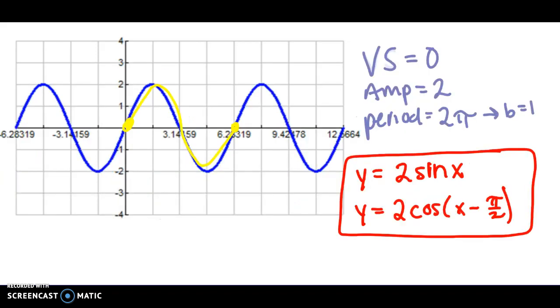All right, so let's check our work here. So we have a vertical shift of 0. The amplitude is 2, right? It goes from -2 to 2. The period is 2 pi, which would imply then that b is 1. So for my sine equation, it would be y equals 2 sine of x, and y equals 2 cosine of x minus pi over 2.